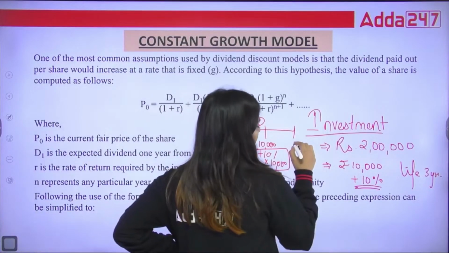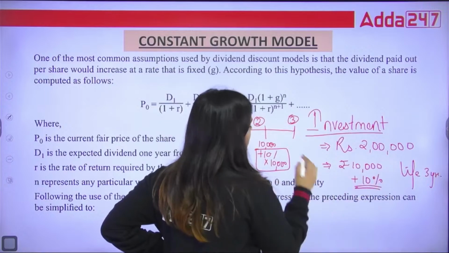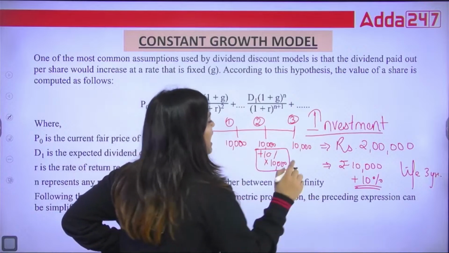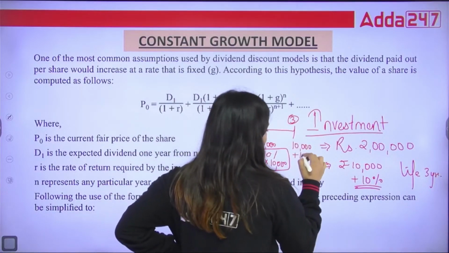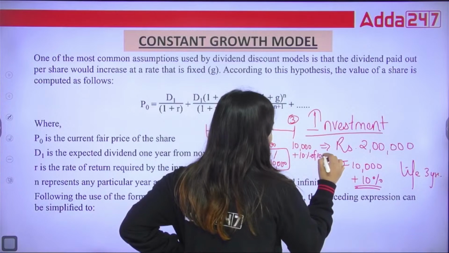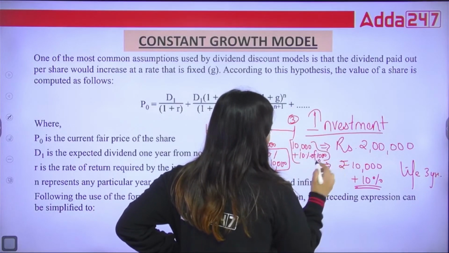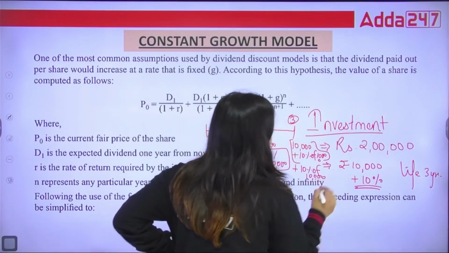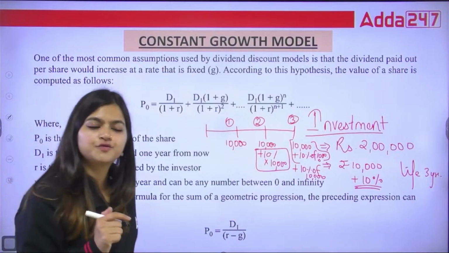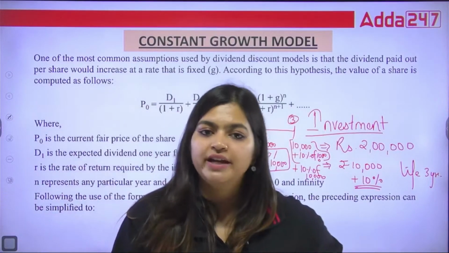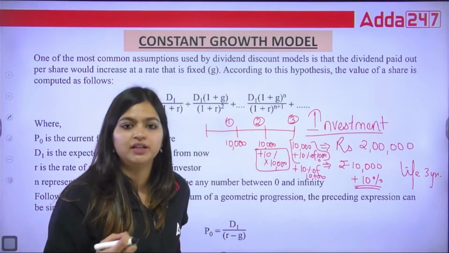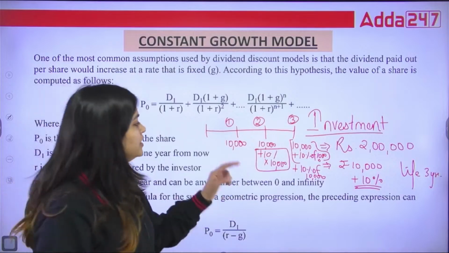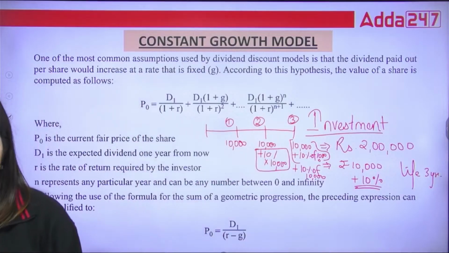Next, again in the third year, because life is 3 years, in the third year you are going to receive the basic amount of 10,000, and in this you are going to get 10,000 plus 10% of 10,000. So this is your constant growth rate. This is what the constant growth model means. Every year you are going to get the 10% only. So this is how we calculate the constant growth model.